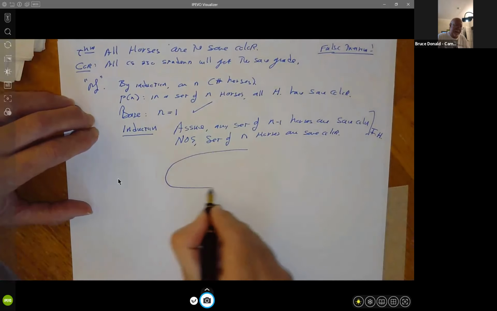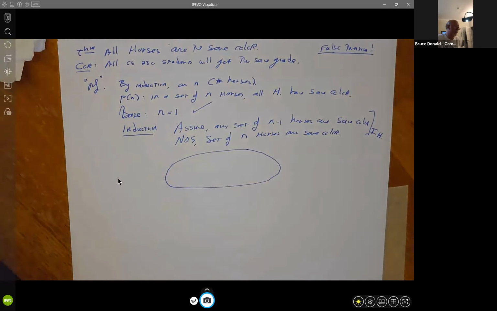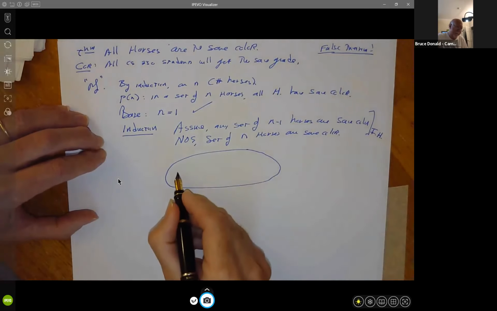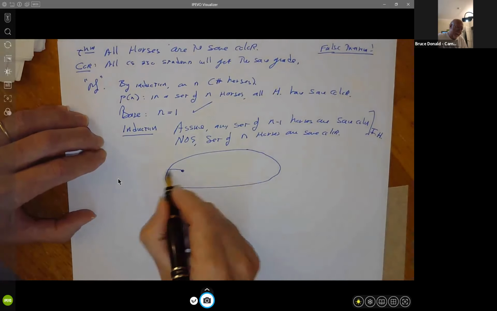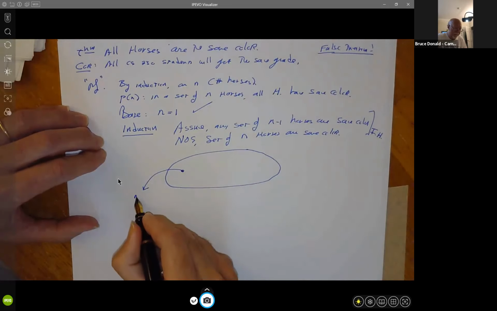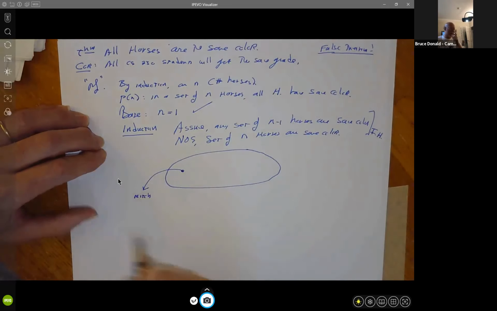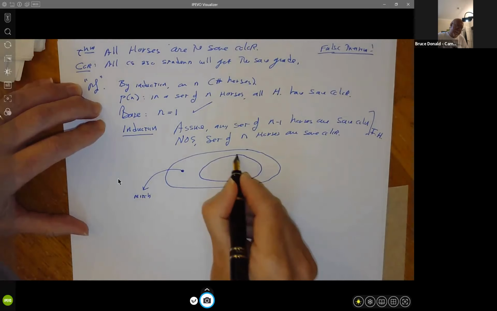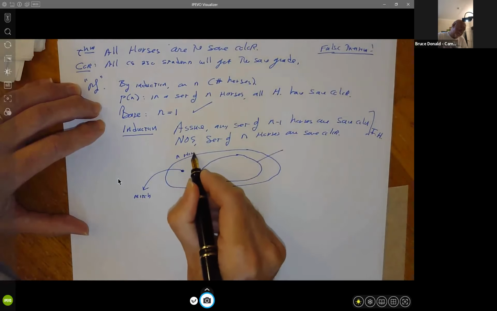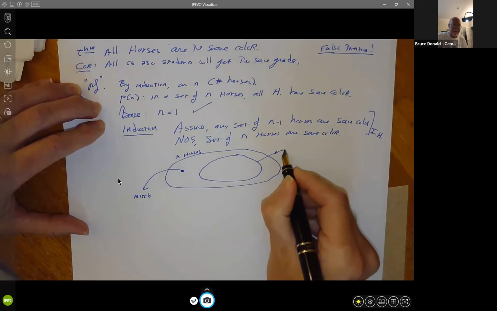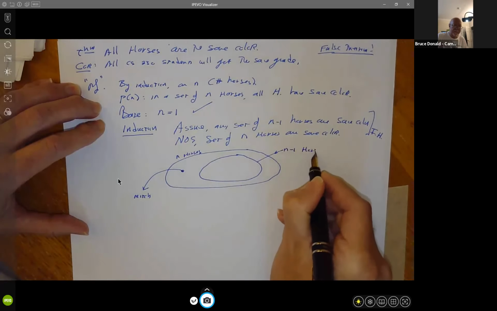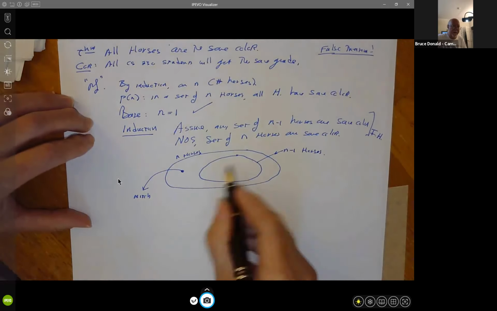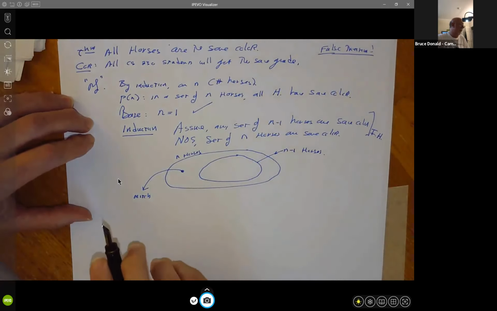Here is my set of n horses. Obviously it's discrete, but I'm going to draw it like this. I have n horses in this set, and I'm going to take out one horse and give him a name. This horse is called Mitch. I don't care what color Mitch has. But now I'm left with a set of n minus 1 horses. And there are a bunch of horses in here. And by the induction hypothesis, all the horses in this set of size n minus 1 have the same color.